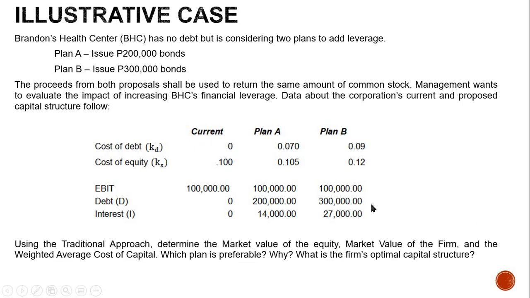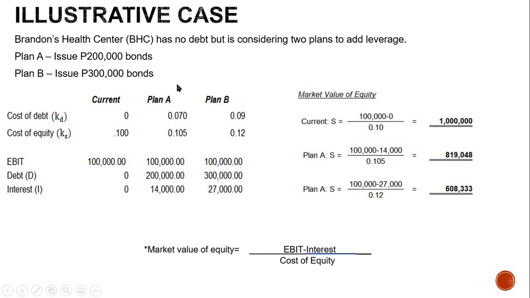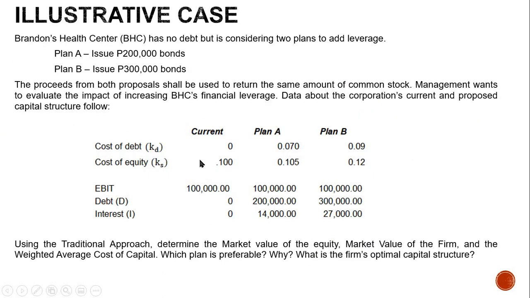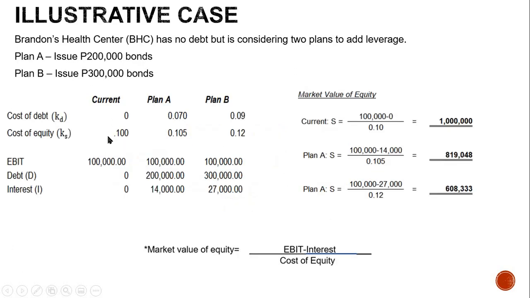We have the current structure, plan A, and plan B. Among the three, which is preferable? Of course, we evaluate them. The first thing to do is compute the market value of the equity in these three scenarios: the current capital structure, plan A, and plan B. We start with the current capital structure.